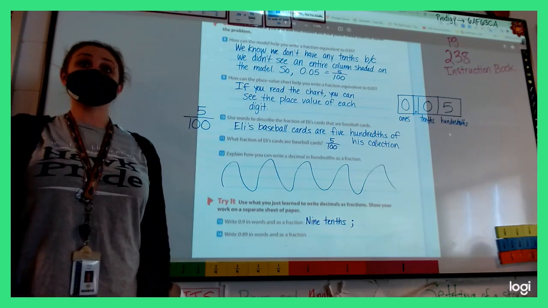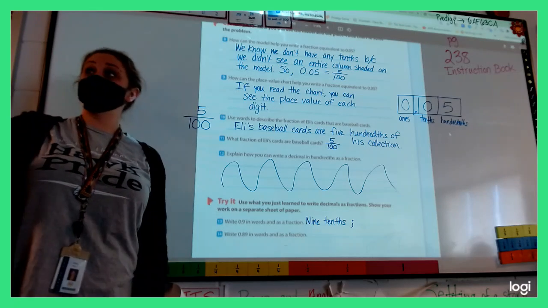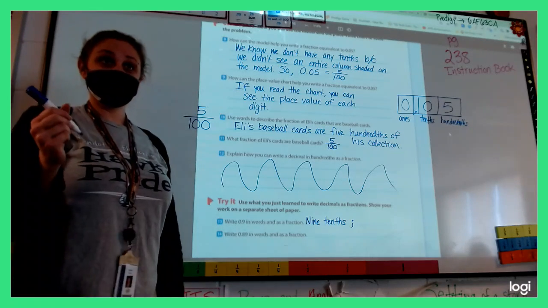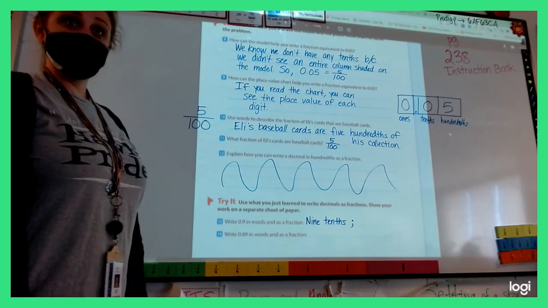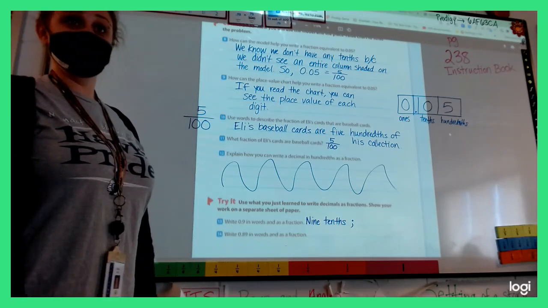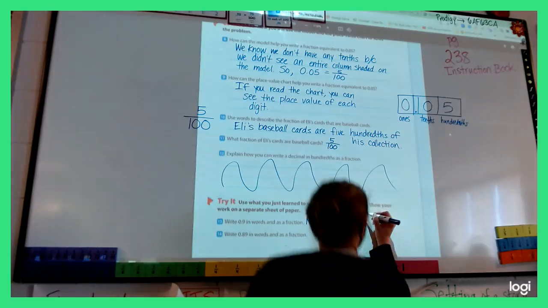How do I write the fraction 9/10? What's in my numerator, what's in my denominator? Noah? 9/10. 9 on the top, 10 on the bottom? It's really that simple. 9/10.